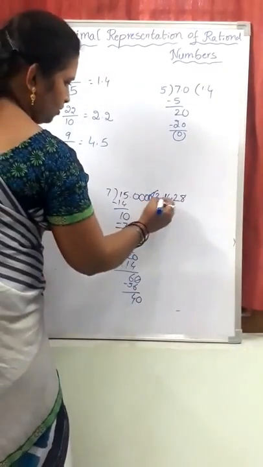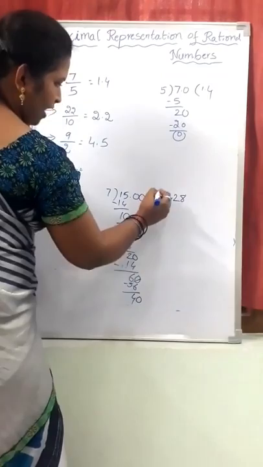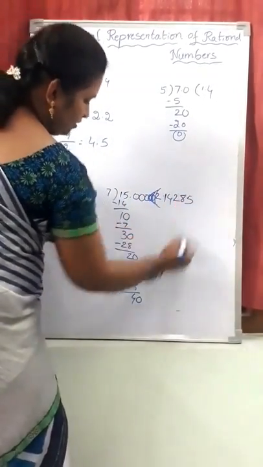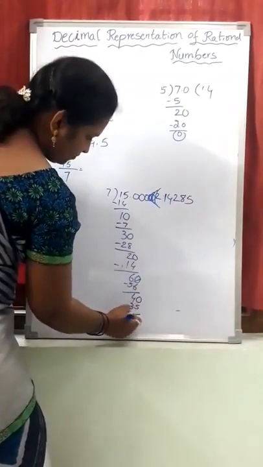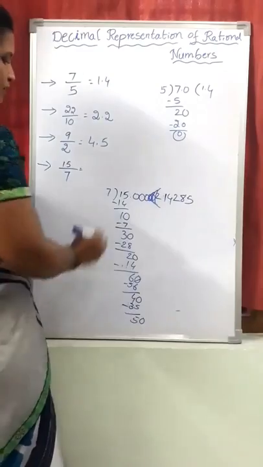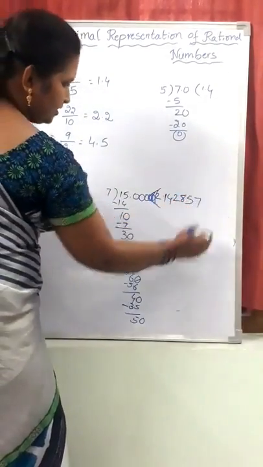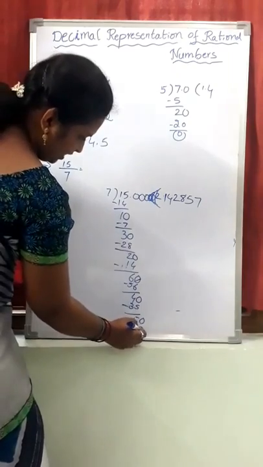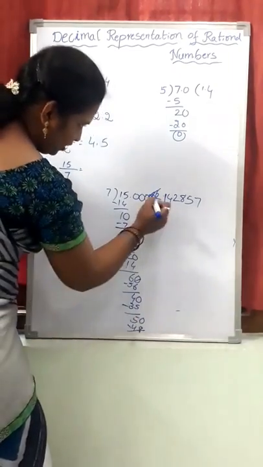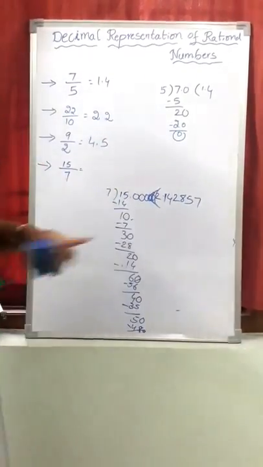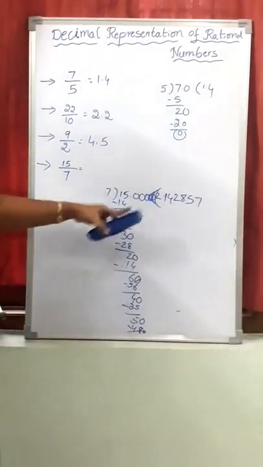Now one more 0 you have to keep here. Then 7 fives are 35. 10 minus 5 is 5. Now I got 50. Once again 7 sevens are 49. Now the remainder is once again 1. If you kept one more 0, once again I will get the remainder 10. Once again it is repeating or not? Yes, it is repeating once again.